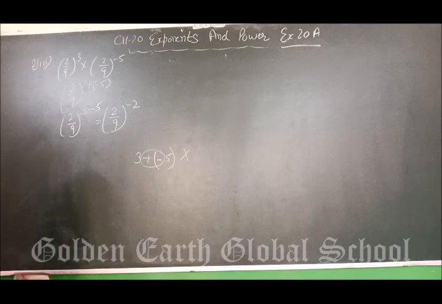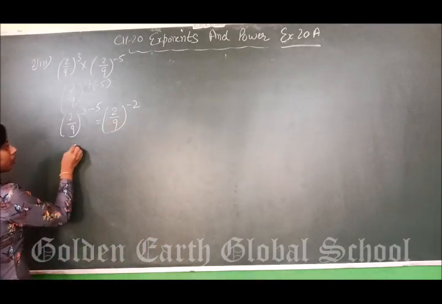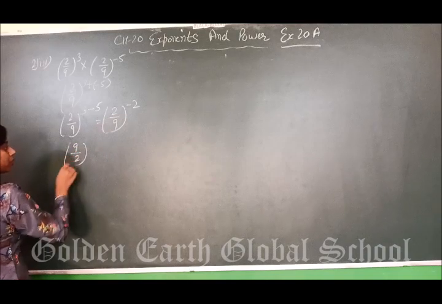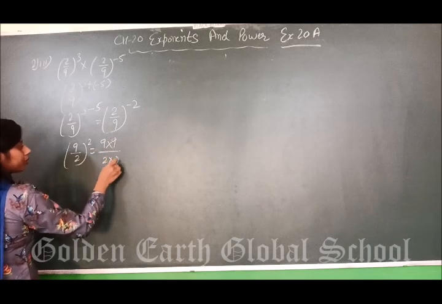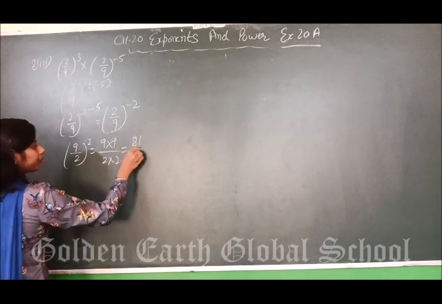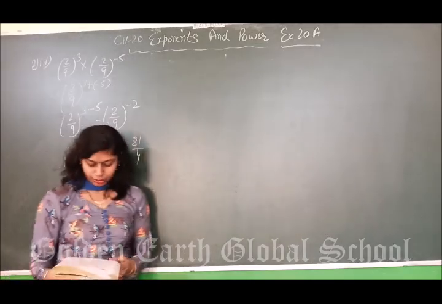Now the power is negative, so first we take the reciprocal. The reciprocal will be (9/2) raised to power 2. Then simplify it. 9 into 9 is 81, 2 into 2 is 4. So the answer will be 81 upon 4.